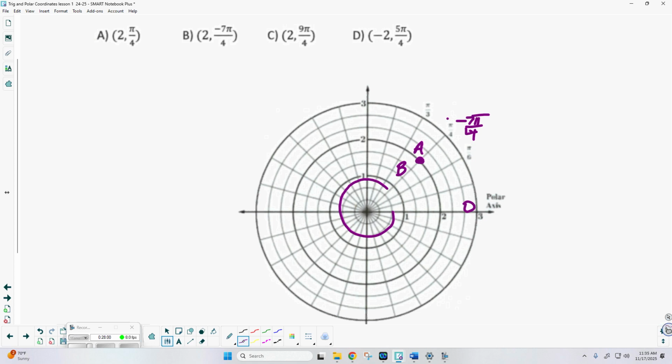Same thing for C, 9 pi over 4. Let's do this in a different color. Now, what's 9 pi over 4 as a mixed number? 2 and 1/4 pi. So if I were to start here, see there's 2 pi, and then I rotate an additional 1/4. So it's going to be the same thing. So there's point C. And then point D, let me do this in red. So we have to go 5 pi over 4, which would be right here. But then what happens with a negative radius? You go in what direction? You go in the opposite direction of your angle, which would have put you right there.